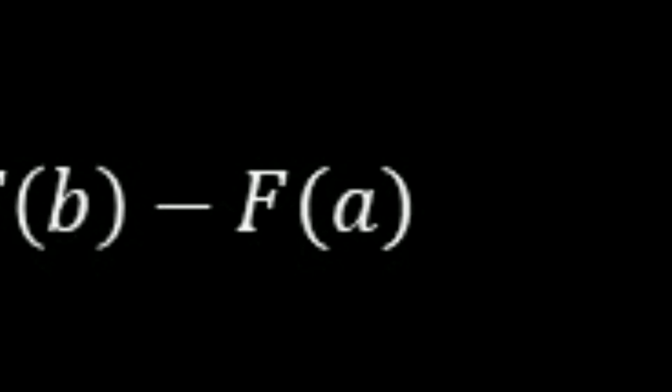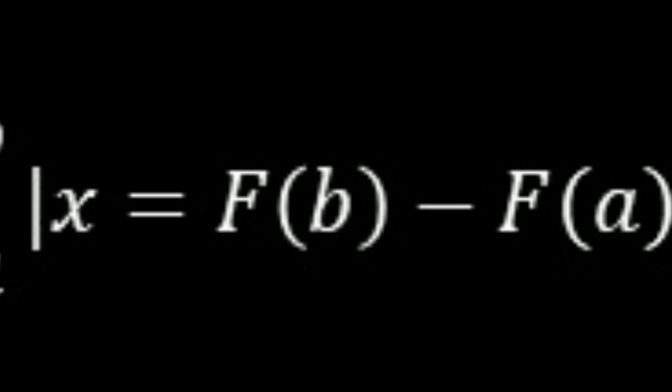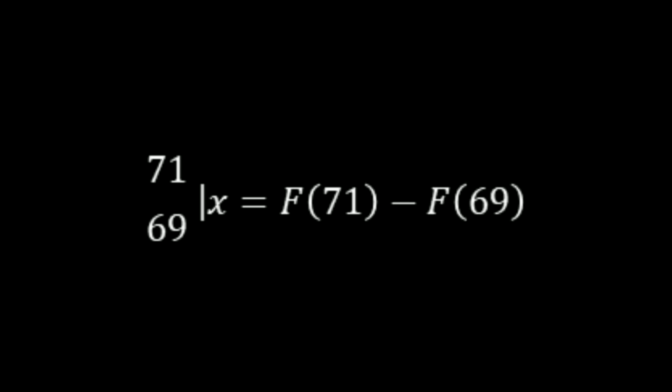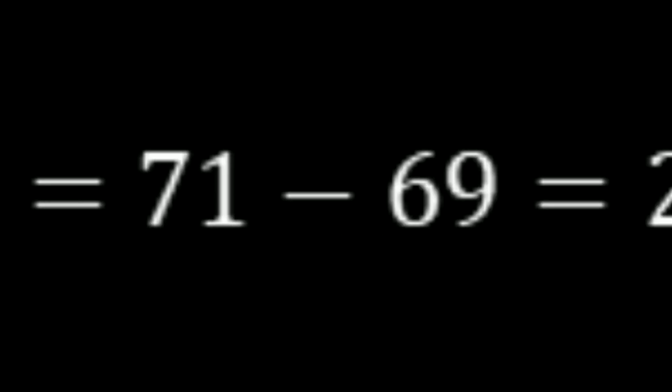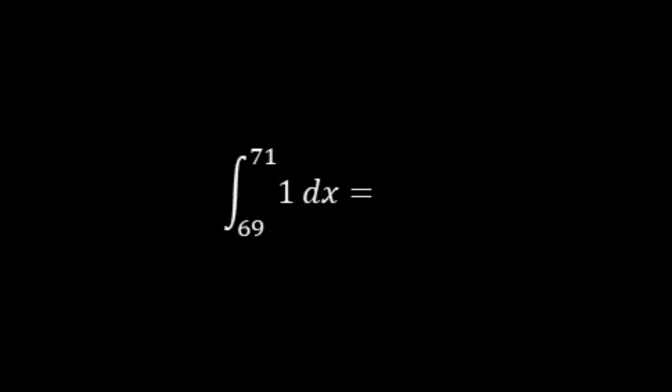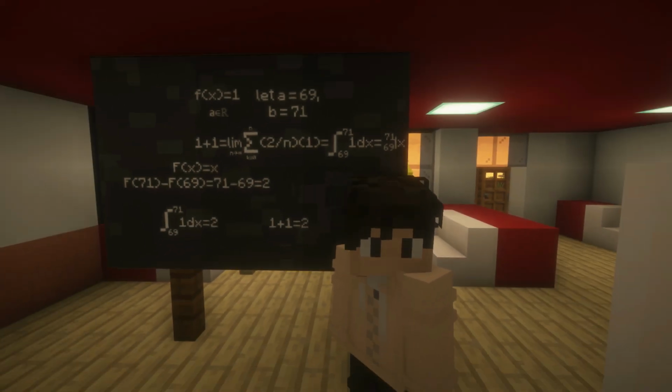Now that we have integrated our function, we just need to subtract the antiderivative of f of x at x equals a from the antiderivative of f of x at x equals b. Or in other words, replace the x with the upper bound and subtract the same function but have x be replaced with the lower bound. Since our antiderivative is a simple x, we can simply just say 71 minus 69, which is 2. So at last, this means that our definite integral of 1 from 69 to 71 is 2, and thus, in conclusion, 1 plus 1 equals 2.